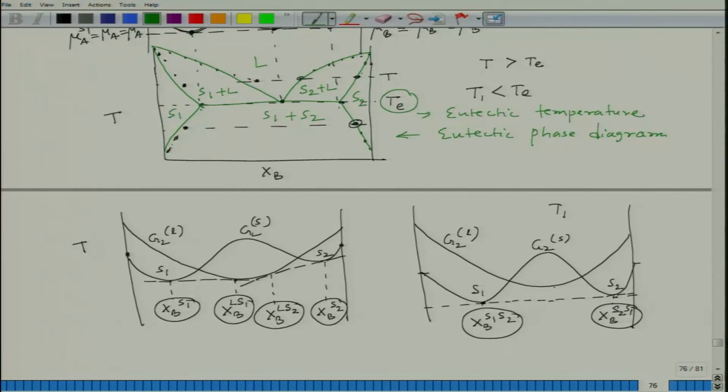And it indicates that because of this particular nature of G2 of solid, which is because ΔHmix in the solid state is greater than 0, we are getting a eutectic phase diagram. Let us stop here. We will continue our discussion in our next lecture. Thank you.